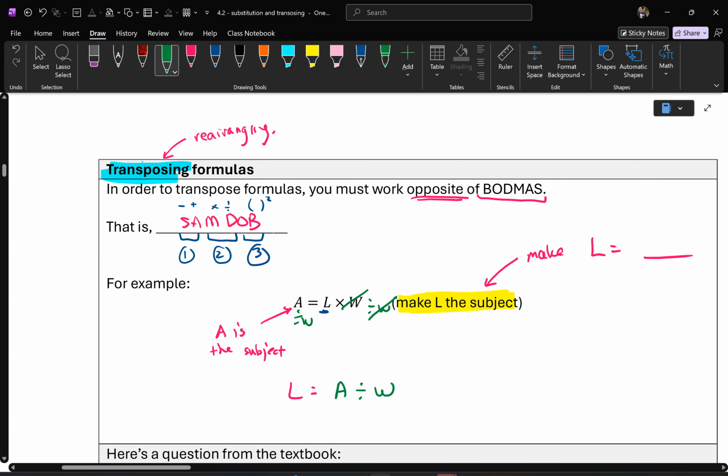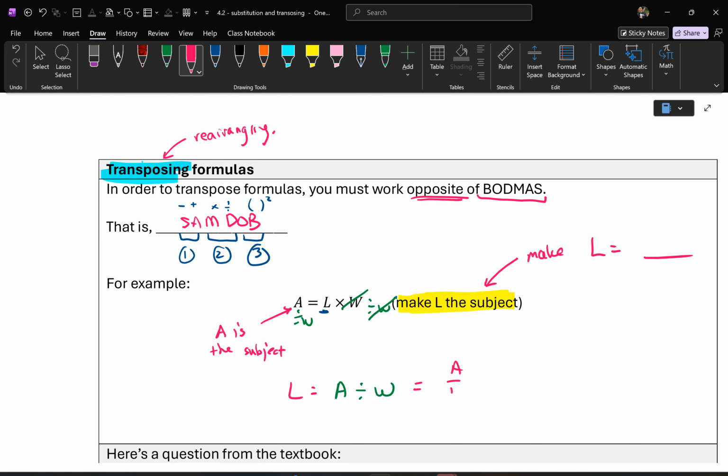But there we go. This is the proper way of writing it. A over W is the proper way, but I do know students generally find fractions a bit trickier, but that's how you get L is equal to A over W. So what's the answer? When they say make L the subject, the answer is L is equal to A divided by W. That's your formula.